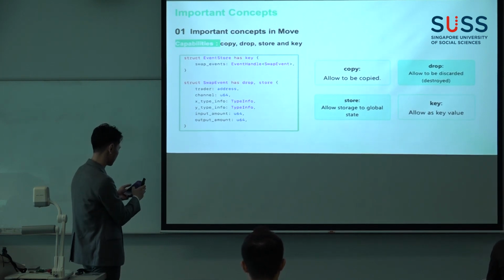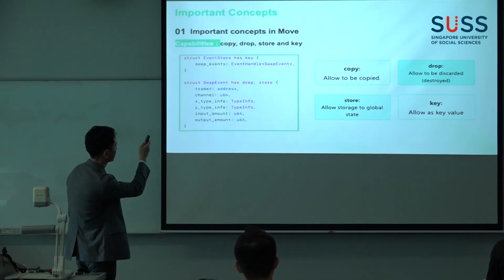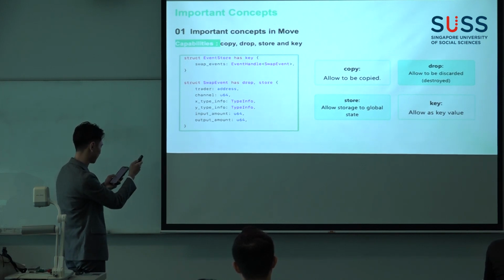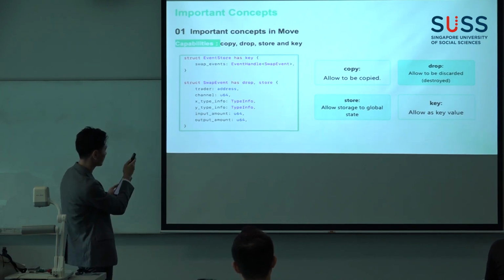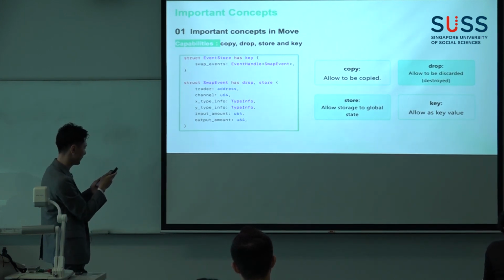Now, here's the capability. There are 4 types of capabilities: copy, drop, store, and key. This is the same code snippet from the last slide. First, key. What is the key capability? Key makes an object able to be stored on-chain. And if an object does not have key, it has to be stored under another object or destroyed before the contract finishes execution. This is very different from Solidity.